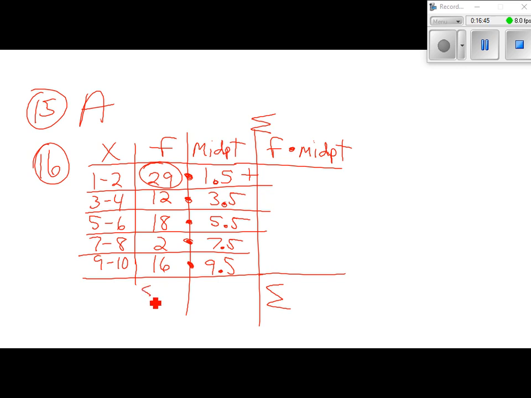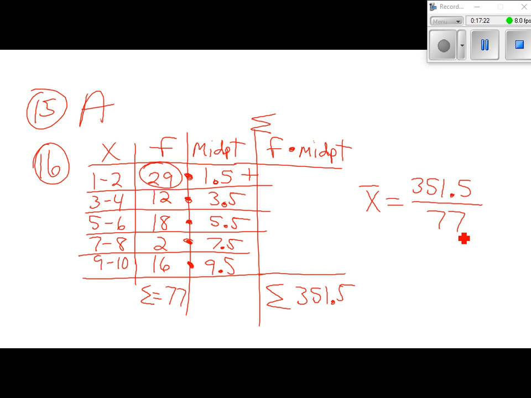We also need to know this sum because we got to know how many are in our whole sample. I got 351.5. Total 77. Now to find the average, to find the mean or the X bar, we're just going to take 351.5 divided by 77. You tell me the answer.